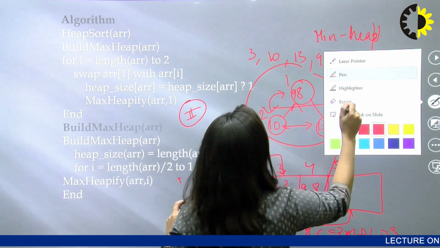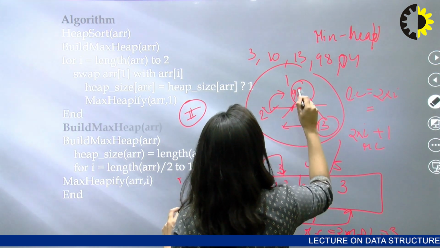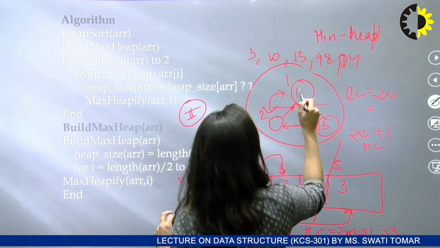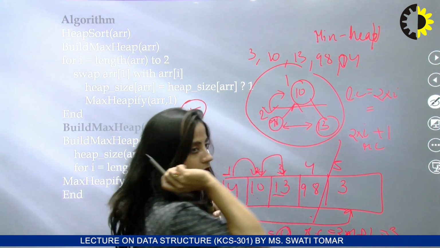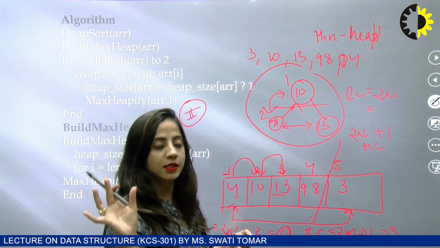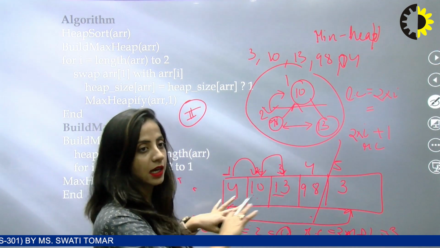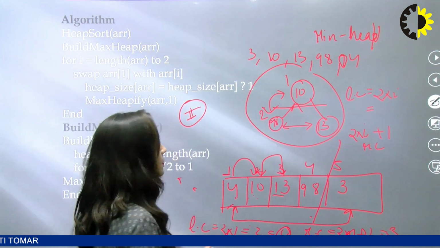Now the tree will look like this. Okay. Now is it in min heap? Yes, it is in min heap. Now we will perform the same step in this array. How we will do this?